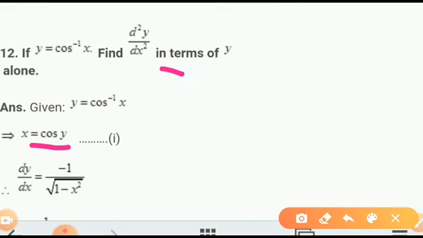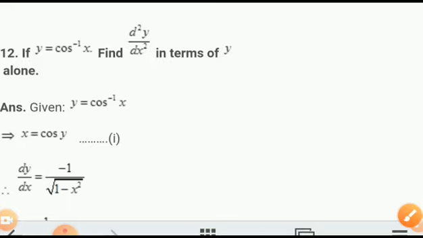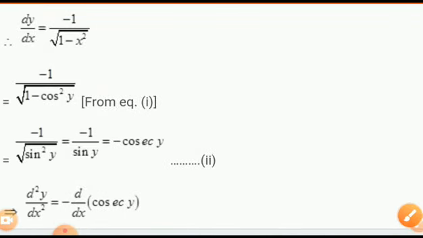Since we need to write it in terms of y, I have just written what is that x in terms of y. So differentiating this with respect to x, will be getting dy by dx as minus of 1 by root of 1 minus x square. Okay. So instead of now x, I am writing it in terms of everything y.